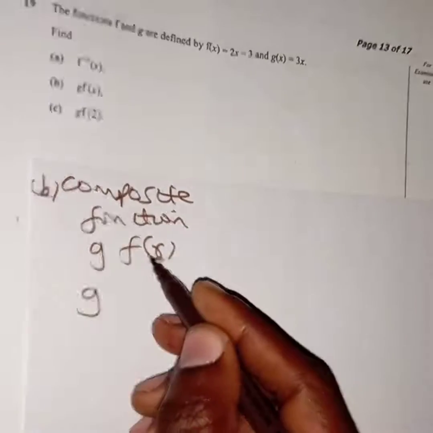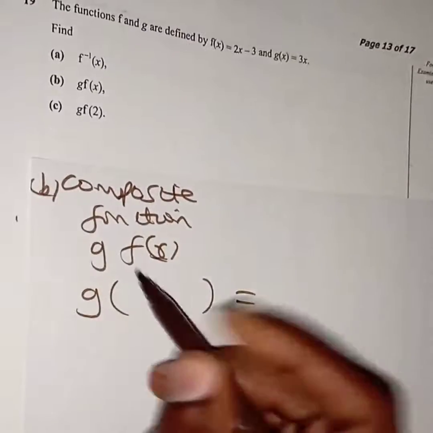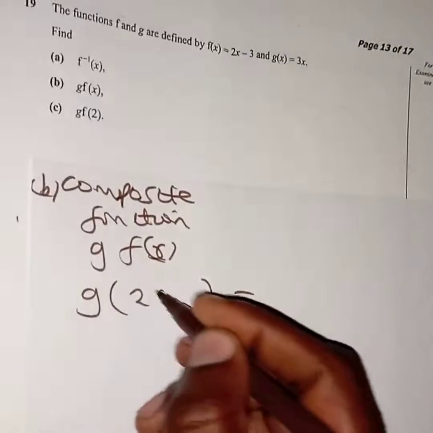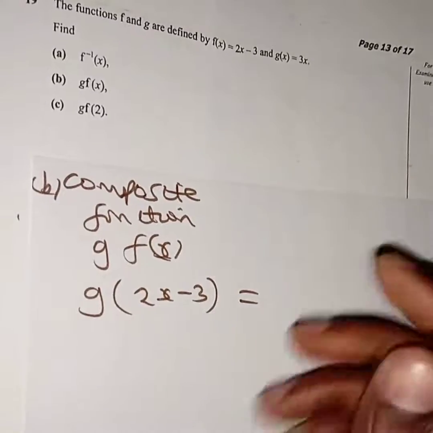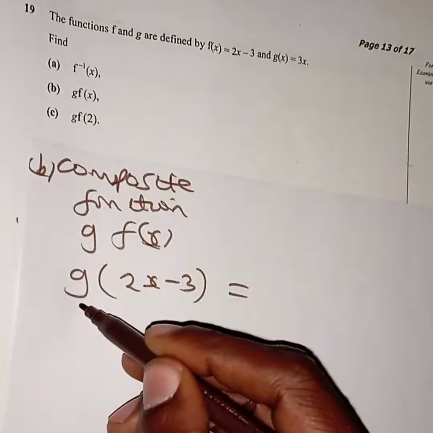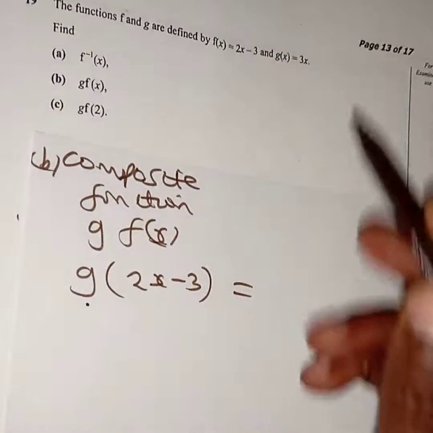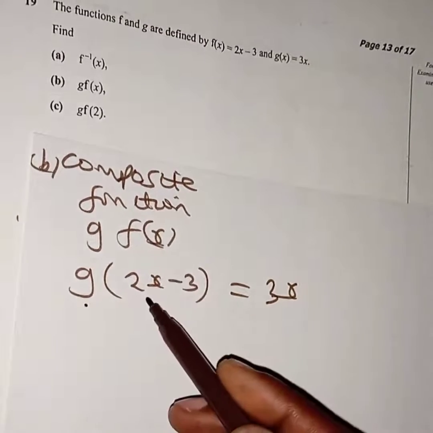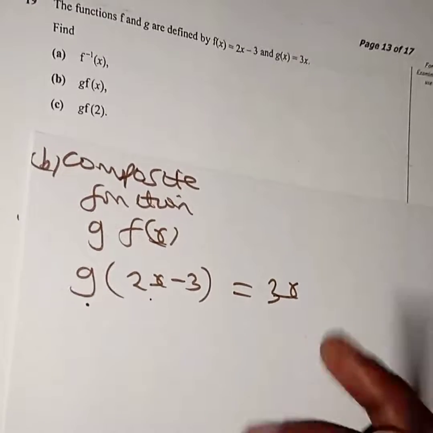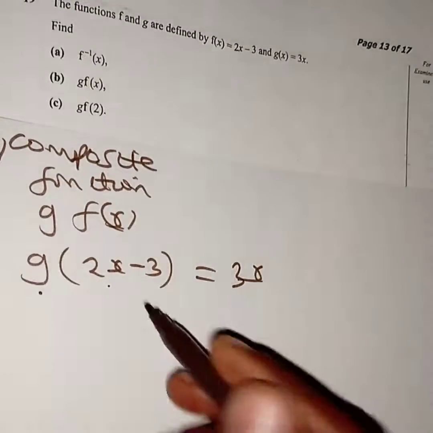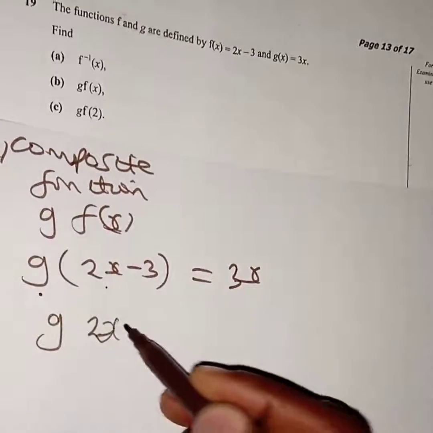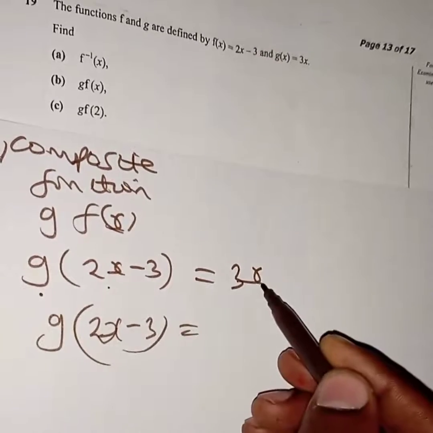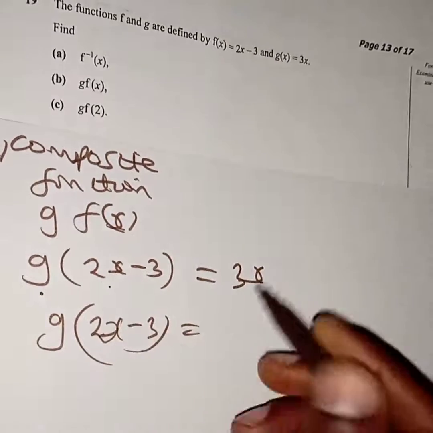So write f of x, replace it here. F of x is 2x minus 3, right? After the equal sign, write this g that you haven't replaced yet. The g function is 3x. You see, f of x is this, the G is there. So what you do, where there's X here, put whatever is here. Where there's X here, put whatever is here inside the brackets.